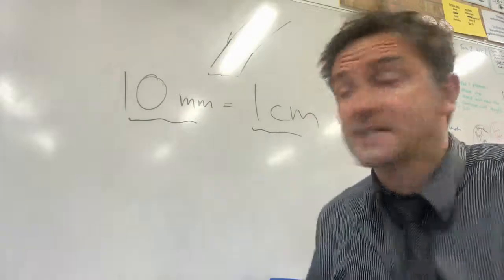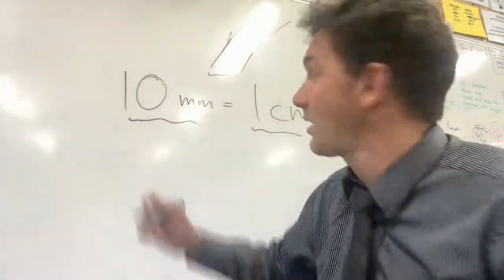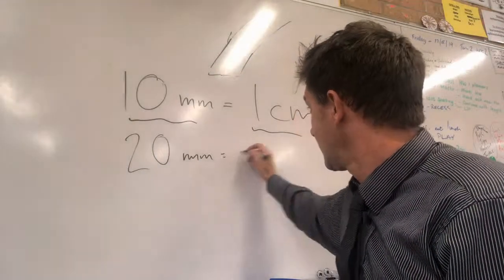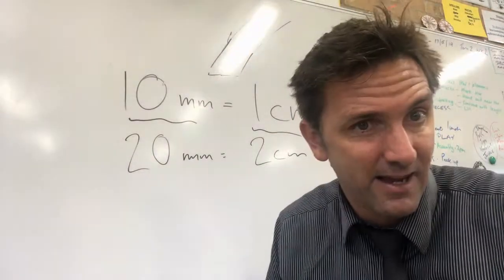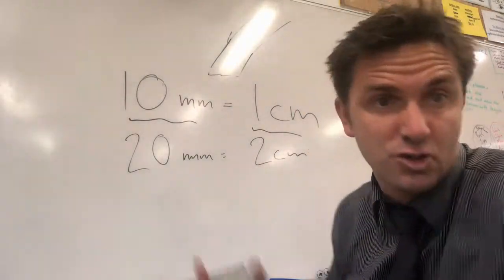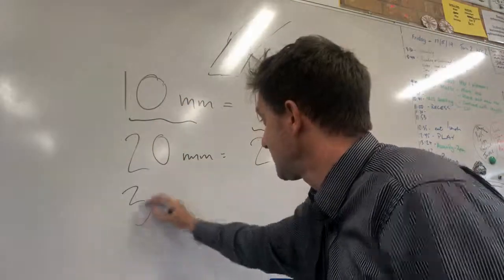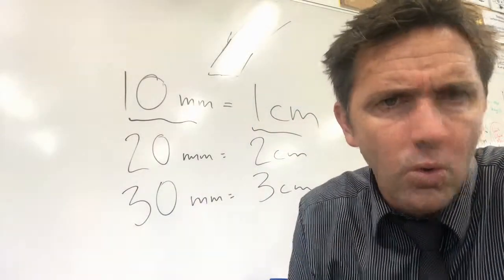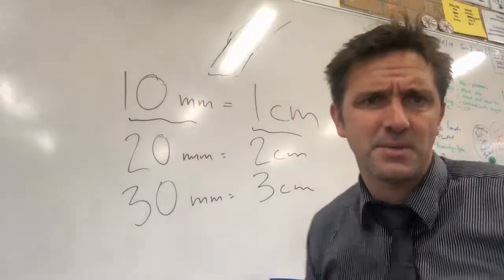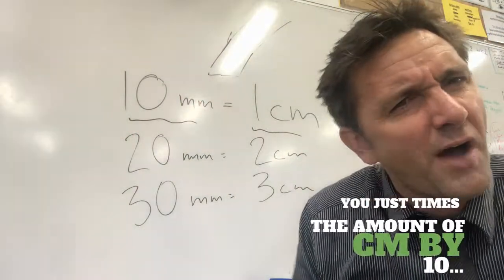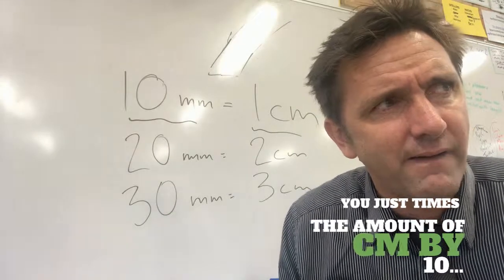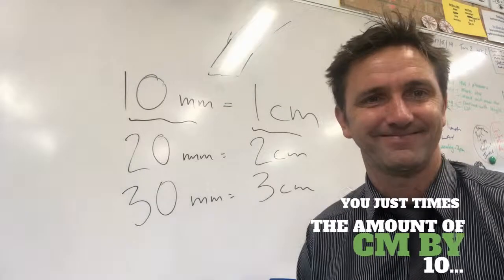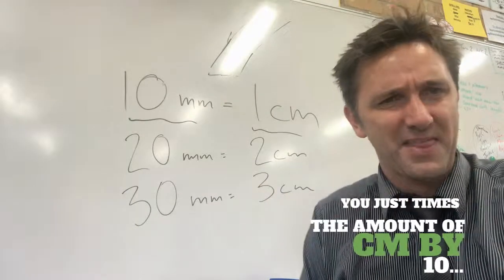So once we know that there's 10 millimetres in 1 centimetre, we can go, well, there's 20, because it's just doubling. 20 millimetres equals 2 centimetres. And then you can just triple that. 30 millimetres equals 3 centimetres. As long as you've got that rule, 10 millimetres equals 1 centimetre, then if you know it's 5 centimetres, you know it's 50 millimetres. Okay, have a look at that. I think that's pretty helpful.